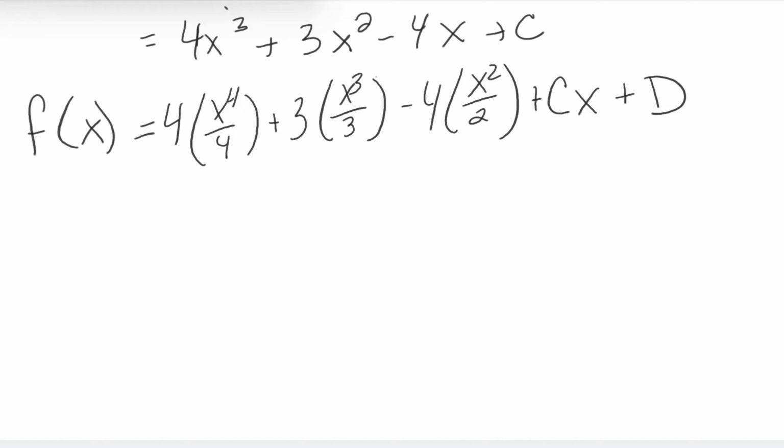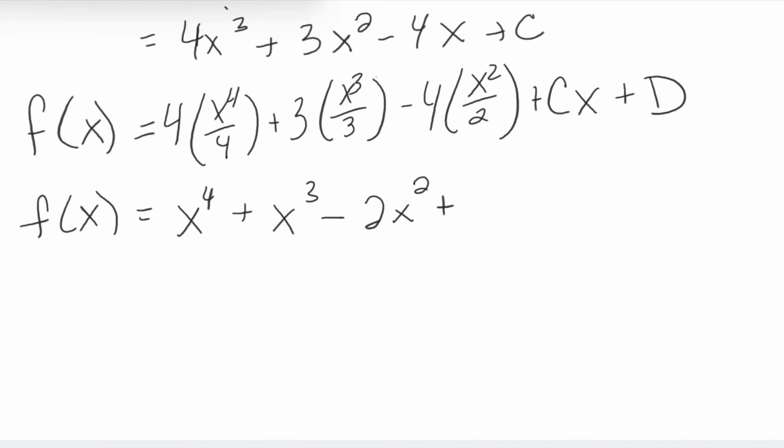Because think about it, if we took the derivative of this function right here, that d would disappear, and I would just have c because the x would disappear. And then if I did the derivative again, that c would disappear. So as we're going backwards, we've got to add those features back in. So f of x equals x to the fourth plus, oh, not 3x, just x to the third, minus 2x squared plus cx plus d.